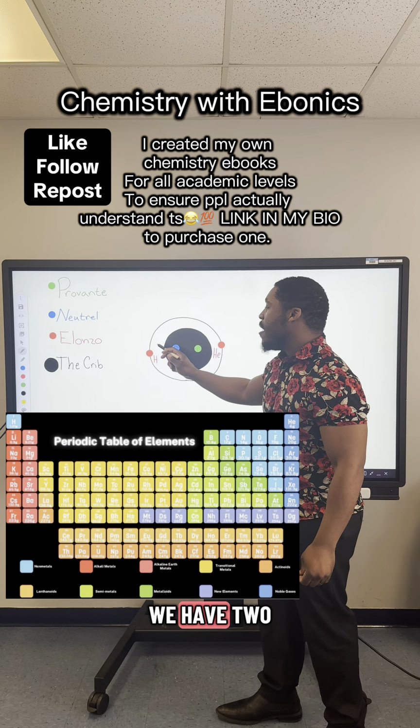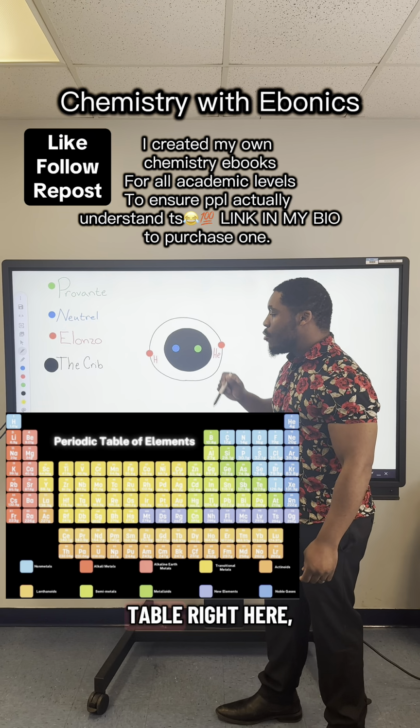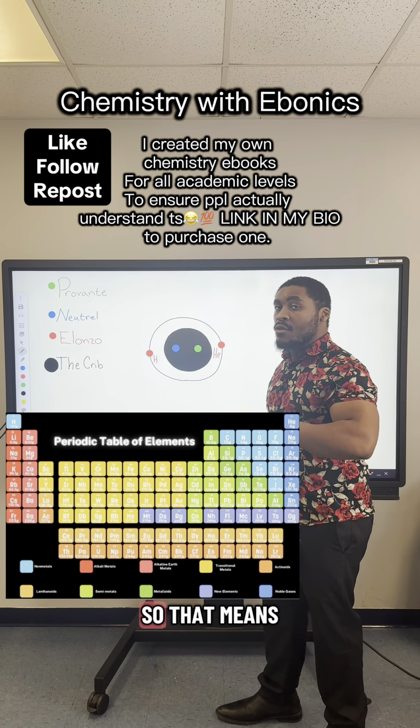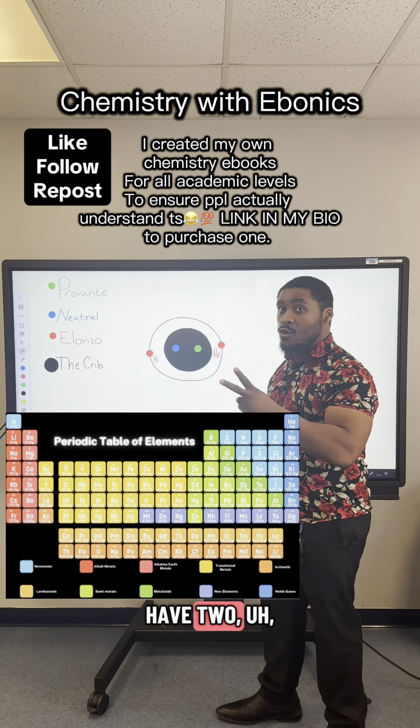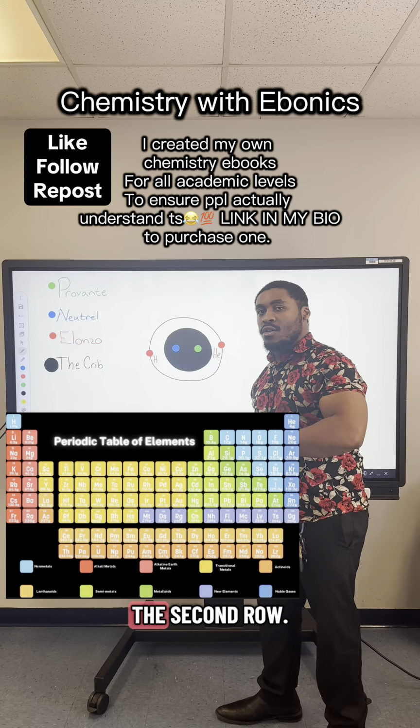So notice how we have two electrons on one ring, right? So when you look at this periodic table right here, you see how you have hydrogen and helium in the first row. So that means only the first ring can have two electrons, which signifies hydrogen and helium. That's it. Go to the second row now.